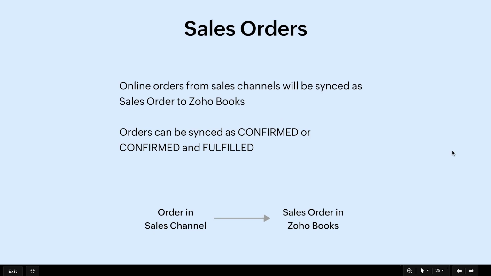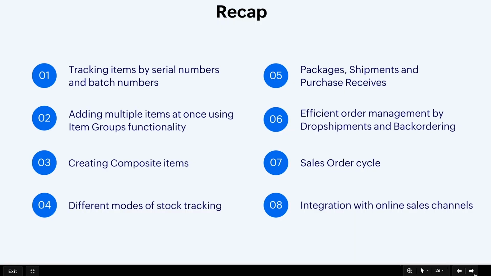Up until now, we explored various inventory tracking capabilities in Zoho Books. We saw how to track item units more precisely using the serial numbers and batch tracking functionalities, how to add multiple items at once using the item groups function. We saw the steps to bundle various items and sell them as a single composite item. We saw a new mode of stock tracking, which is the physical stock, in addition to the accounting stock levels. We were able to cover 3 modules: packages, shipments, and purchase receipts in Zoho Books.